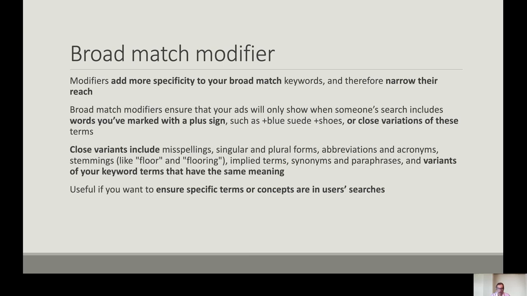So an example out here is plus blue suede plus shoes. You can see the entire keyword is blue suede shoes, and a modifier is added to two words, to the word blue and to the word shoes, right? It is not added to the word suede. So now what this does is that the matching for this keyword will occur only with those search queries which have got the words blue and shoes and or close variations of these words, right?